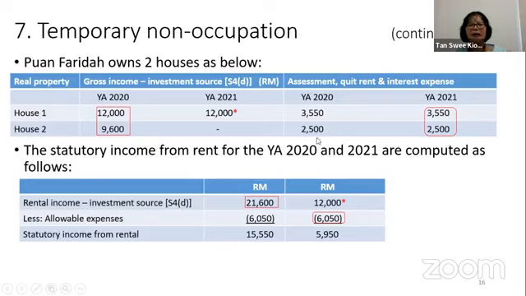How about if it is under section 4A and Puan Farida only has one house, only this house two? Same thing. In year 2021, no income, but she incurred these expenses of 2,005 under section 4A, a business loss from rental income. So what happens to this loss? Yes, Puan Farida can carry forward this loss to next year. If next year there is rental income, it can offset against next year's rental income. And that's the difference between section 4D and section 4A rental income.